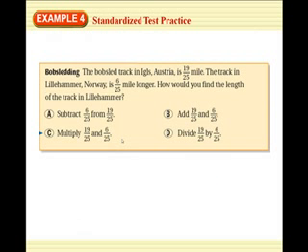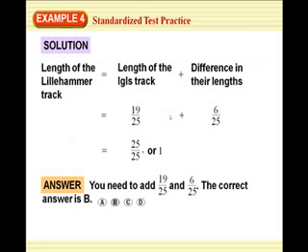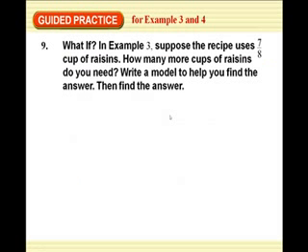So example number 4, which is a, whoops, sorry, didn't mean to drop that, standardized test practice. The bobsled track in Inglis, Austria is 19/25 of a mile. The track in Lillehammer, Norway is 6/25 of a mile longer. How would you find the length of the track in Lillehammer? Well, if it's longer, don't you add it? I think so. I'm going to say B. Let's see what they say. Yep, it's B.